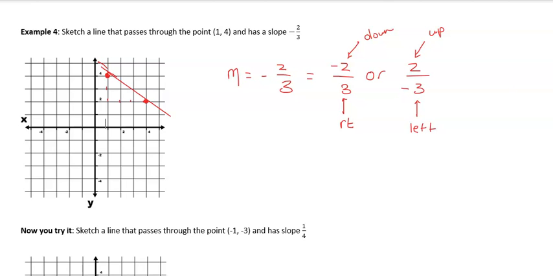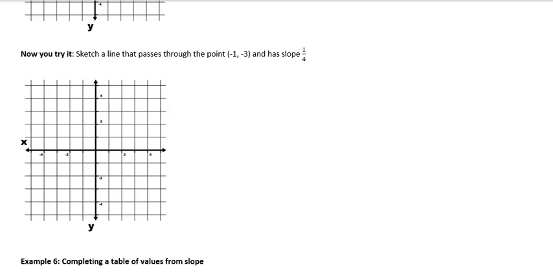This one has a positive slope. So give this one a try. Pause the video, sketch it out, and see if you get it right.